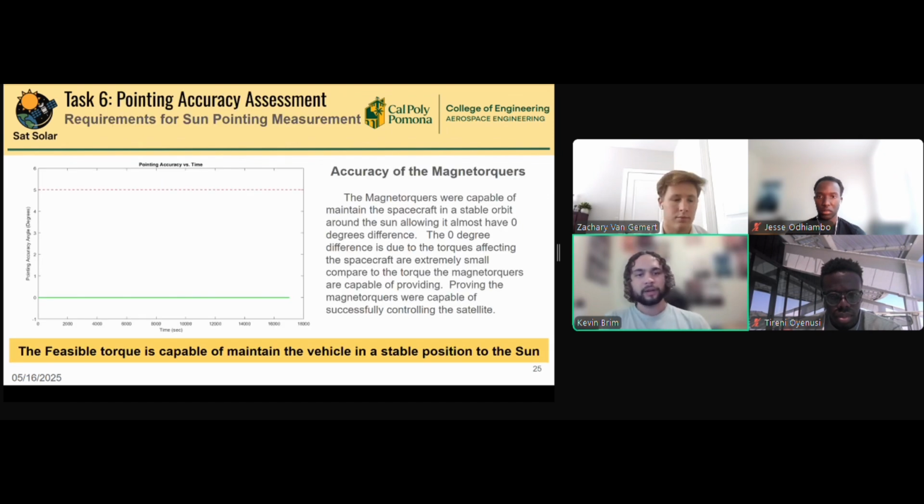Our accuracy assessment shows that, due to the moments being so small, the feasible torque was able to control the spacecraft, and there's a very small change in the angle because of how high in altitude the spacecraft is. In conclusion, from our calculations, the spacecraft stays in the correct sun-facing orientation throughout the whole mission.